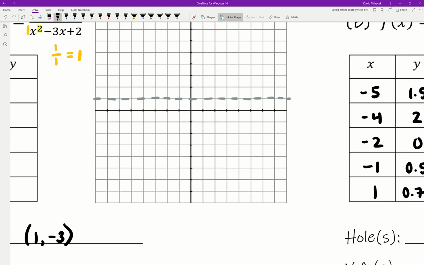As far as the picture, I would just go ahead and go to that location. So go to the right 1 and go down 3. And I'm just going to go ahead and simply put an open circle at that location, okay? That is going to be the hole in the graph, and then we'll go ahead and draw the path on top of that, all right?